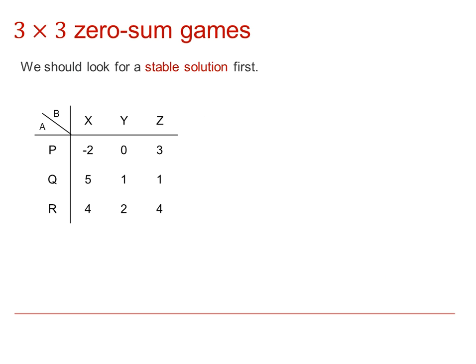Well, to start off with, a 3x3 situation is no different to what we've seen previously, so we should first of all check for the idea of a stable solution. To do that, we need to look at the row minima, in other words, the minimum value that occurs in any row. These are -2, 1 and 2, and the column maxima. So these are 5, 2 and 4.